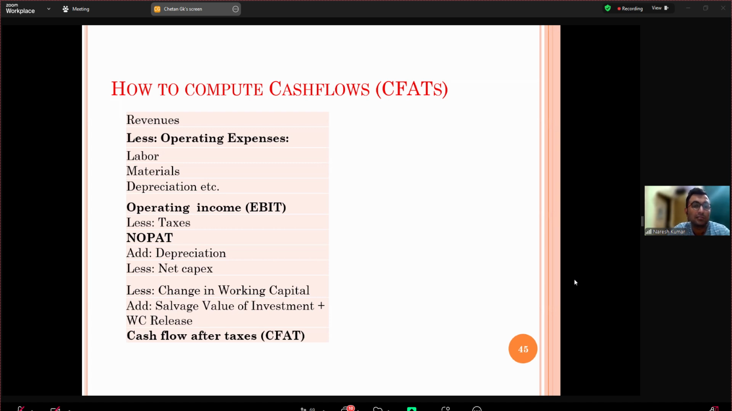Sir, what about labor and materials, to be written in this? Yes, Naresh sir, go ahead. Why are we deducting this? Because you have to come up with an operating income, right? Income means revenue minus expenses, right? Only then you'll get an income. All these are less labor, material, less operating expenses. What are these operating expenses? Examples are labor, material, depreciation, etc. Is it clear? This is a heading, and under that, these are the items.